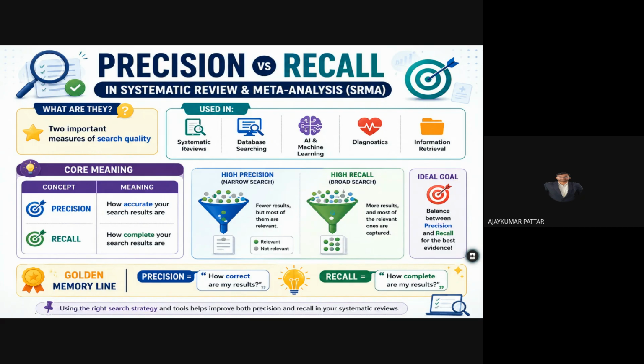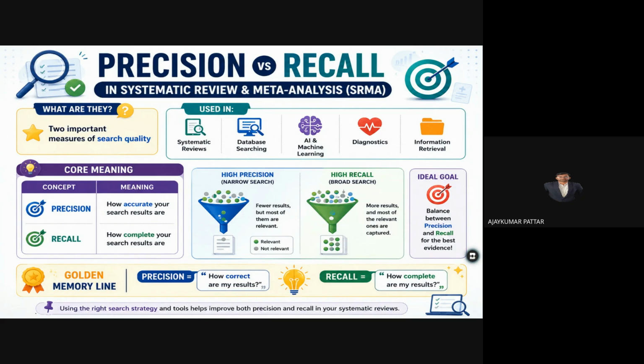So that's why we should not go for only high recall or only high precision. Our aim should be in between. We should not want unnecessary results, and we don't want to lose relevant ones. If you go for a very precise search, then you may lose some other relevant studies. So precision means how correct my results are, recall means how complete my results are. For example, I will show in the next slide. This is the precision and recall concept.